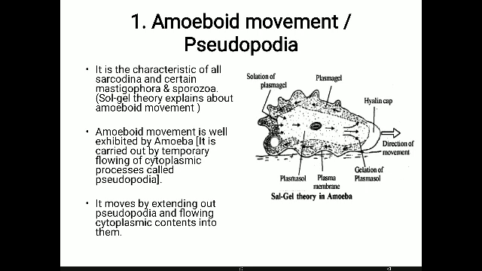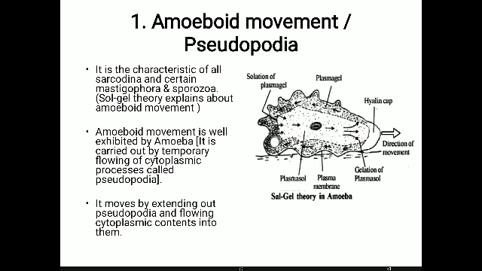The first one is the amoeboid movement, which takes place with the help of pseudopodia as locomotory organelles. This can be seen in amoeba. Amoeboid movement is the characteristic of all the members belonging to the class Sarcodina and certain members of Mastigophora and Sporozoa as well. The amoeboid movement is well exhibited by amoeba.